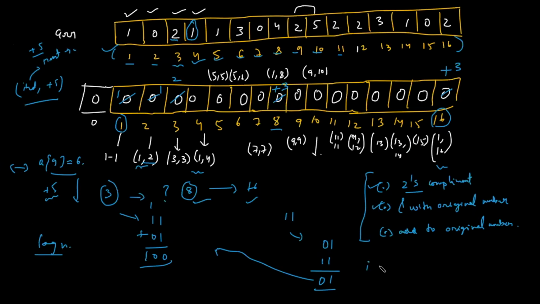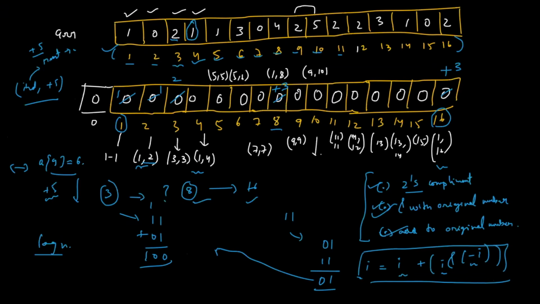So you don't have to do this stuff again and again. The shortcut to it is, you can write this as i equals i plus i and minus i. So minus i means 2's complement, and then i and minus i means AND with the original number, and add to the original number means i plus. So you get the next i, right? It's a simple equation that you need to do. You don't have to exclusively do all the 3 steps. You can write it in 1 step. So the update operation is clear to you.